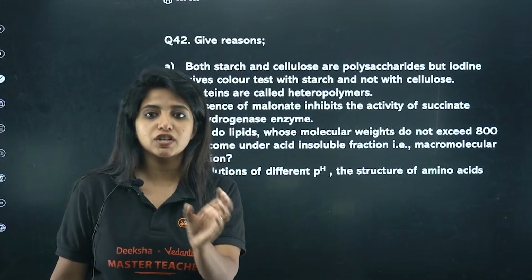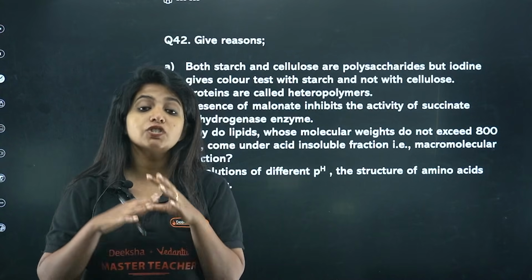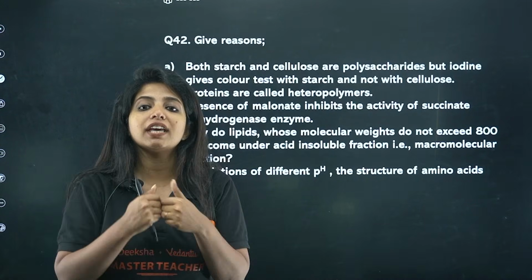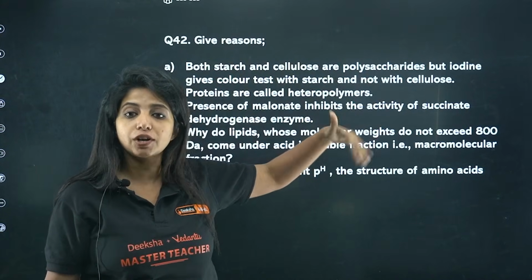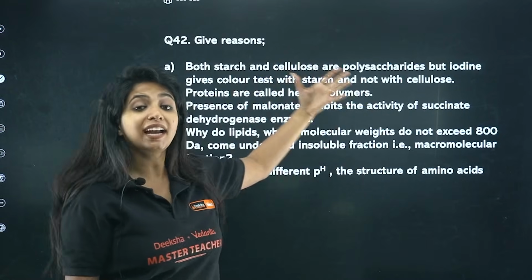Because the structure of starch and cellulose is different. Starch has a helical structure, whereas cellulose has a linear structure, which is why it is not able to take up the stain. So one has a helical structure, another has a linear structure, which is why it is not able to take the stain.